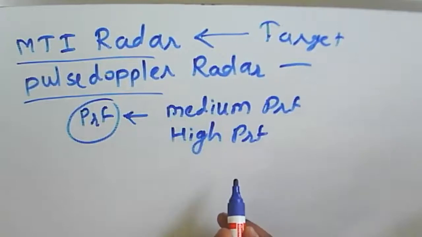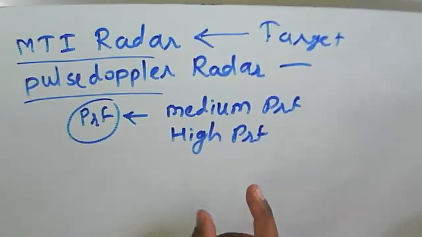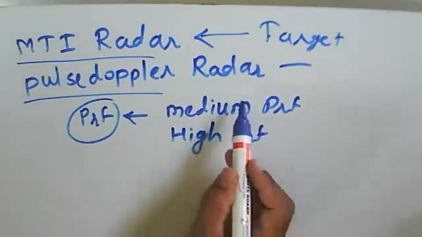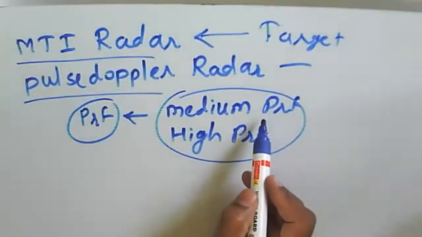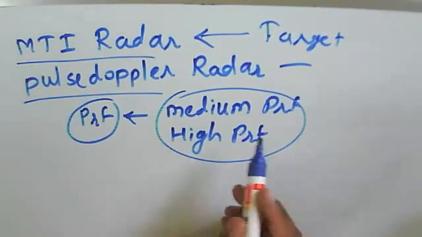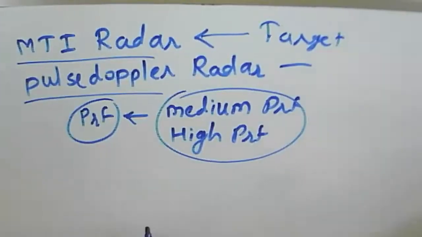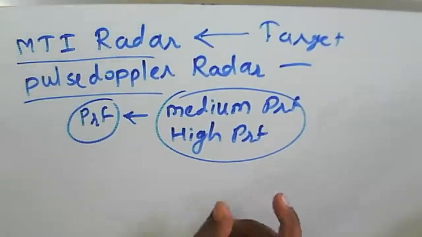And if you consider different values of PRF, those are nothing but the types of pulse Doppler radar. The pulse Doppler radars differ in the values of PRF, and based on that they differ in ambiguities. What type of ambiguities are there? Range ambiguities or Doppler ambiguities.